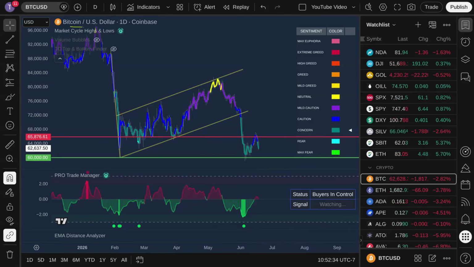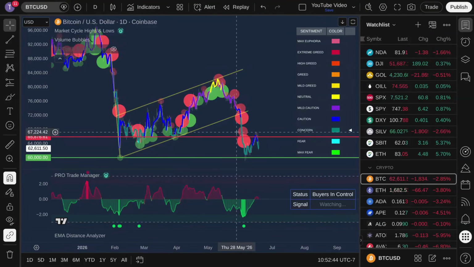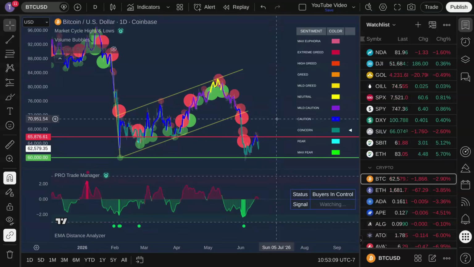Getting started, we're trading Bitcoin USD on the daily time frame with the market cycle highs and lows and the Pro Trade Manager. Real quick, we're going to bring in the volume bubbles too. And what I want you to notice is that when red volume bubbles appear, this is where the market is dropping back to the downside. And if we test structure support at $60,000 and a red volume bubble posts again, especially one of the larger ones, this tells us a huge amount of sell volume is pushing into the market, and we are likely to see a crash below support at that point.